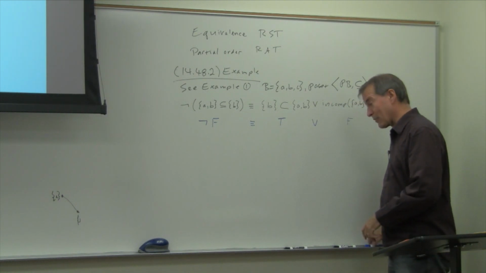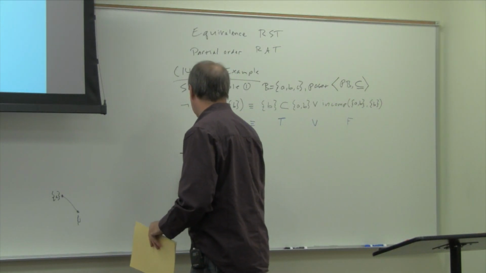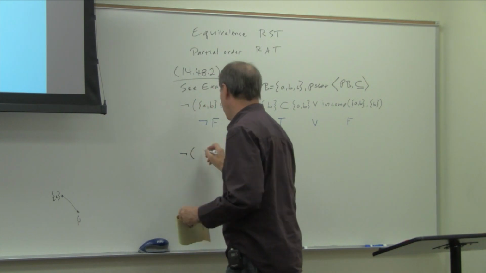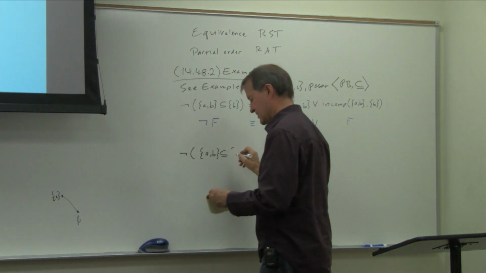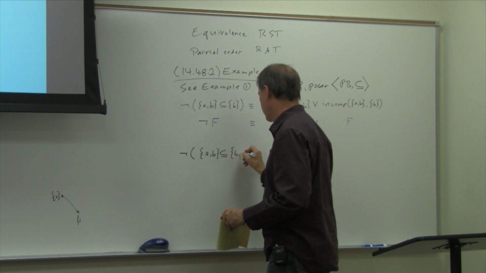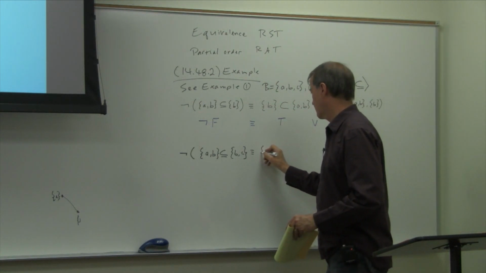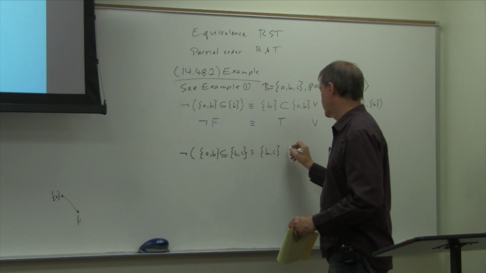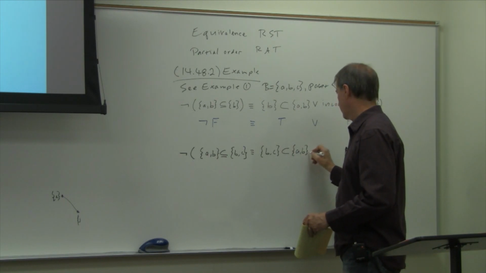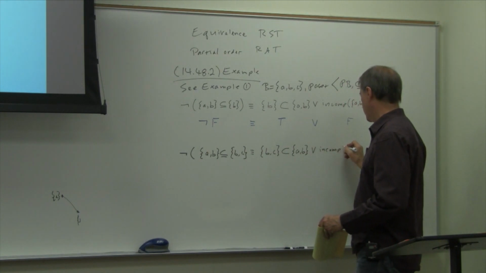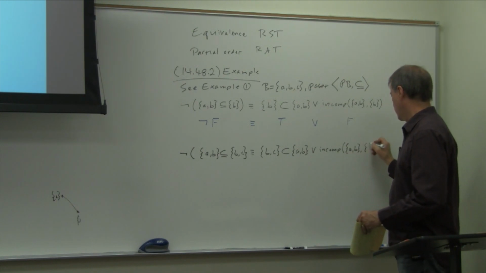Are you with me? Now let's do another one. How about we do this one? Not. This time we're going to do the set {a, b} is a subset of the set {b, c}, and that would be equivalent to what? {b, c} is a proper subset of {a, b} or incomparable {a, b}, {b, c}.